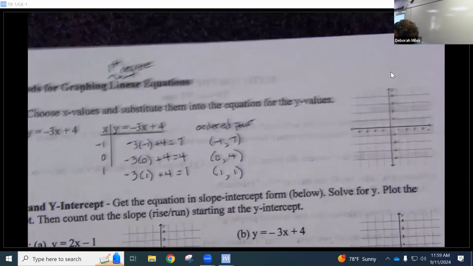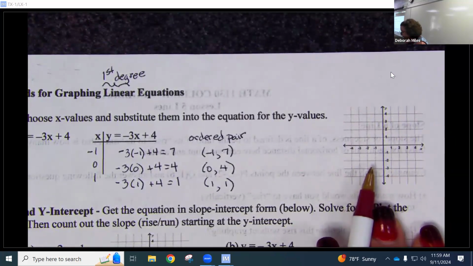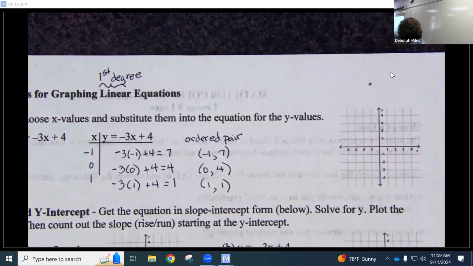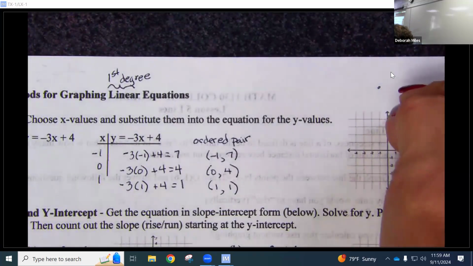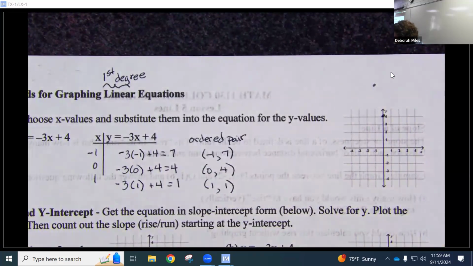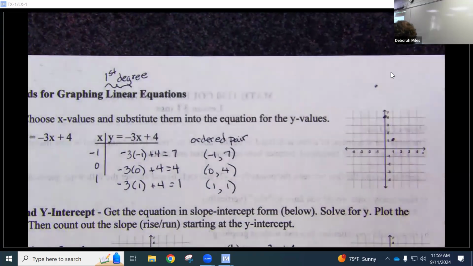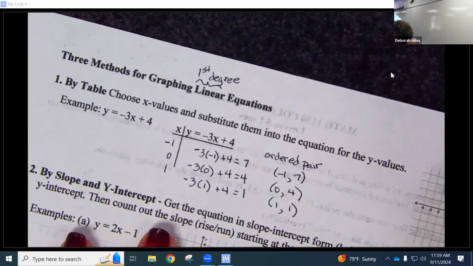-1, 7 is off of my graph, and if that happens on the test, that's okay. Just come up here, put a dot where you think 7 would be on the y-axis, and here's 1, 1. That is my very best graph of that line.